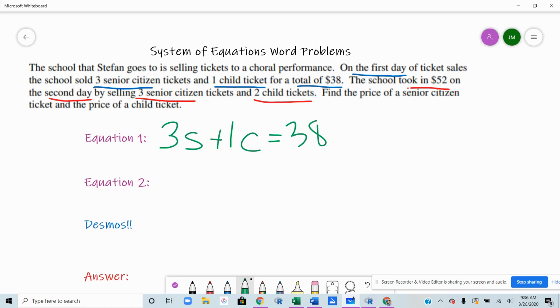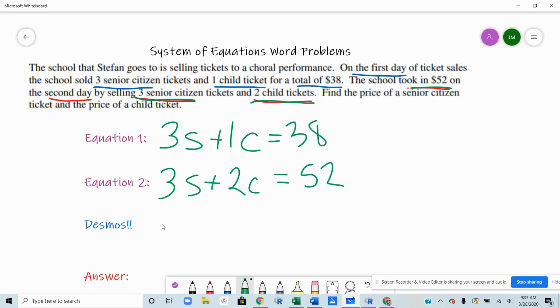Doesn't matter. Then for our second equation, we're going to look at our second day information. And we want to put the stuff in the same order. So in the first equation, we had 3 senior citizen tickets. So in the second equation, we want to read how many senior citizen tickets were sold on the second day. It happens to also be 3. Then we want to figure out how many child tickets on the second day. That one is now 2. And then equals, and what's our total on the second day? It says it took in $52.